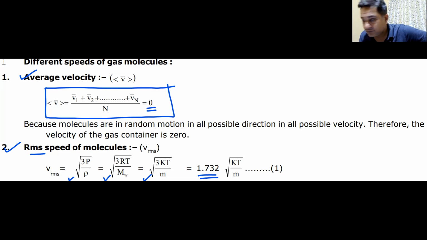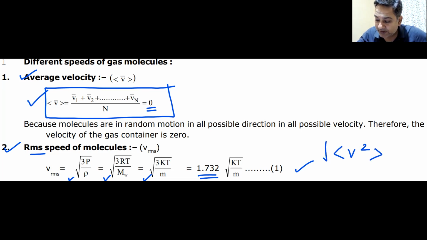Please note it down. Average velocity is 0. RMS velocity is this thing. Remember, RMS velocity is, first we take velocity, then we square it, then I take the average, and then I take the root. Do you remember this definition of Vrms?